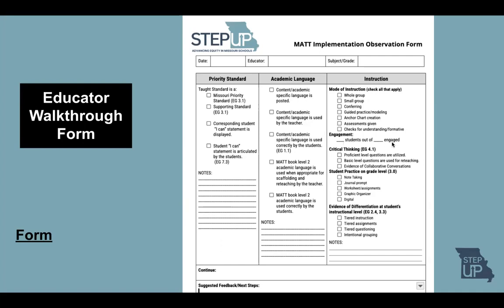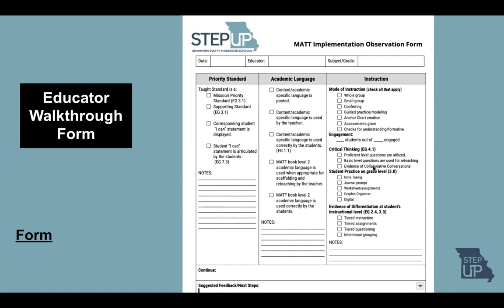How many students out of how many are engaged? 18 out of 20 is going to look and feel different than 14 out of 20. And sometimes that's information we want as an observer. What sort of critical thinking is being used? At what level? Are we using proficient level questions as evidenced by the map book? Are we using more basic level questions for reteaching?